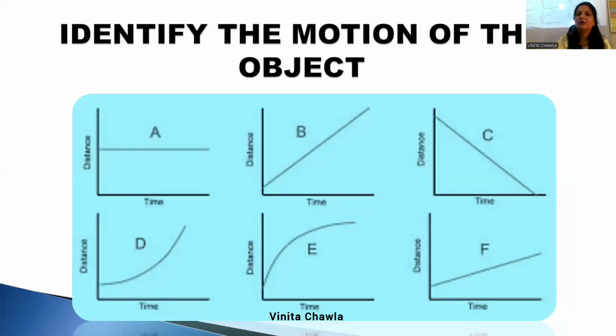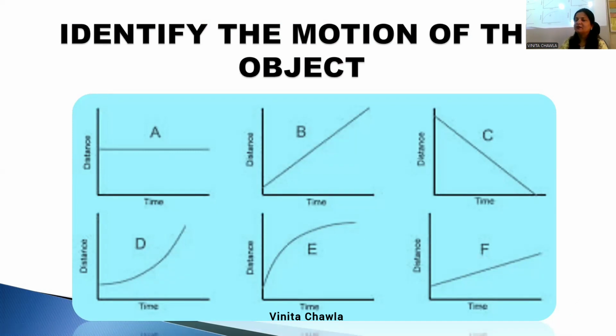Now you have to identify the motion of the object. So we have this graph A. What does this graph indicate? Of course, it is parallel to the time axis. So what does it indicate? The object is at rest. Okay. B, graph B. The object is moving with constant speed. The object is covering equal distance in equal time.